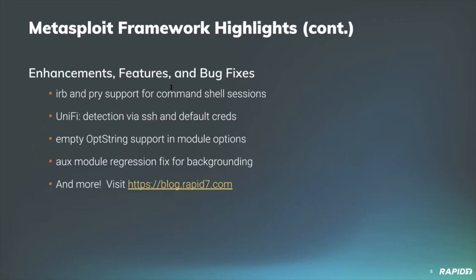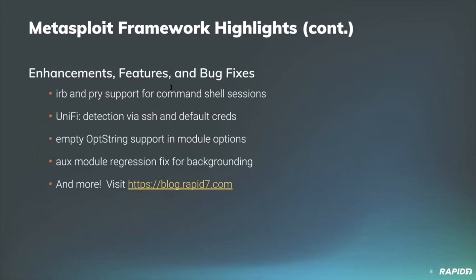Let's see, things outside of modules that have been going on. WBoo added irb and pry metashell commands for command shells, which allows you to drop an interactive Ruby or Pry debugger prompt on a command shell session. Community contributor Hoodie provided SSH detection for Ubiquiti's UniFi network management controller, and he also added some default creds that you might find on some of those systems.